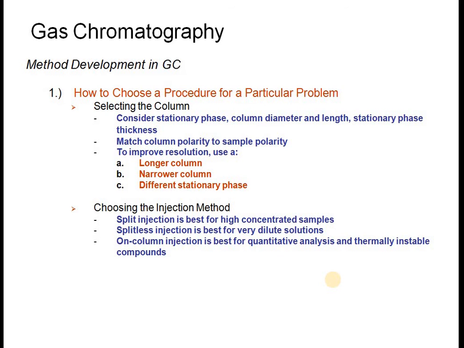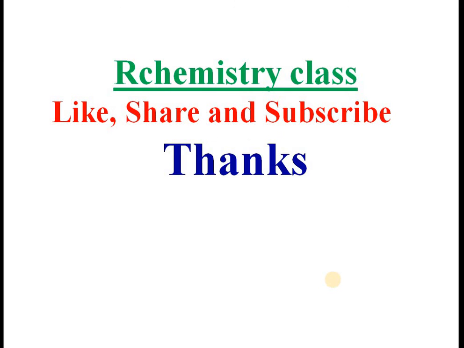Selecting the column: consider the stationary phase, column diameter and length, and stationary phase thickness; match column polarity to sample polarity. To improve resolution, use a longer column, a narrower column, and a different stationary phase. Choosing the injection method: split, splitless, on-column injection. Split injection is best for high concentration samples. Splitless injection is best for very dilute solutions, and on-column injection is best for quantitative analysis and thermally unstable compounds. Okay, this is gas chromatography.